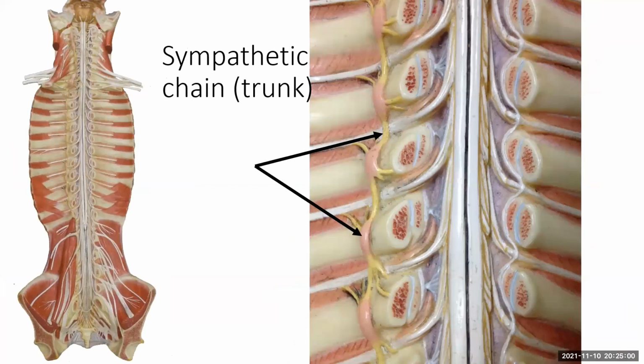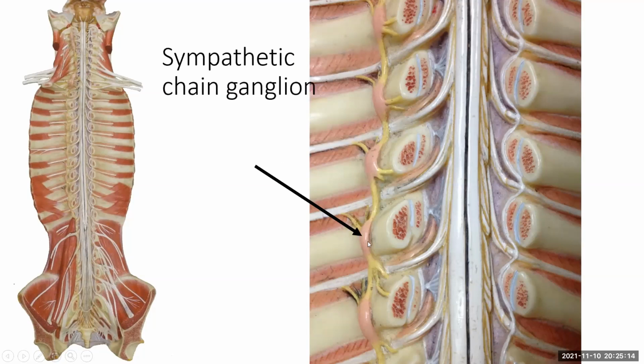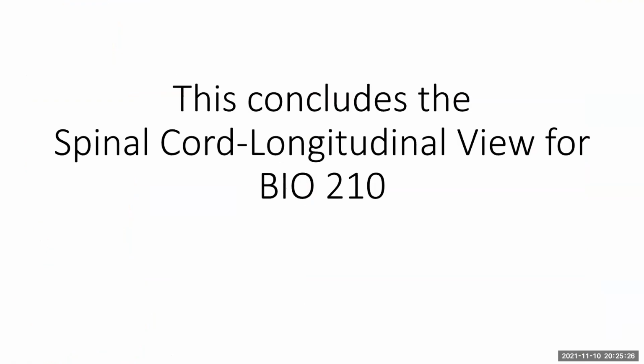There's the sympathetic trunk. So the sympathetic trunk, or the sympathetic chain, is where the arrows are pointing to, the yellow. I know this arrow is pointing to this pink structure. That pink structure is the sympathetic ganglia. All right, and that's it for the longitudinal view. So that's about 17 structures that you should look over.